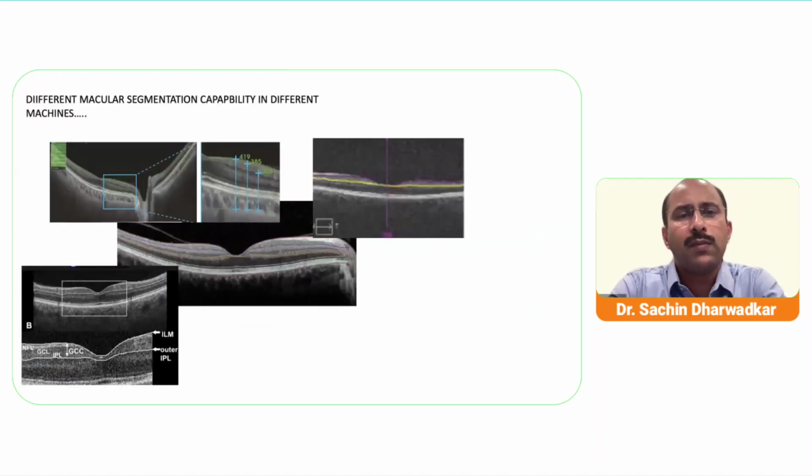As far as macular segmentation is concerned, we also saw in the previous slide, or the table, that these are very different depending on the machines, depending upon the segmentation capability and the trademark feature of each machine, which may be a part of the copyright.